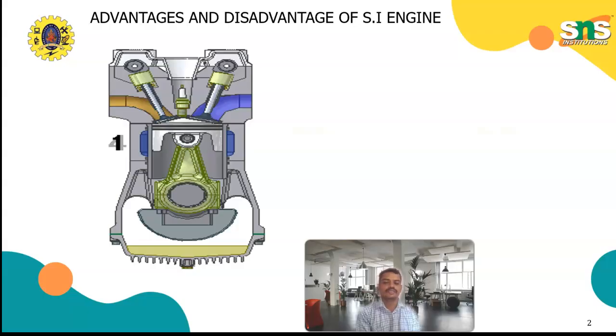Large size and weight: not ideal for applications where space and weight are critical. These are the advantages and disadvantages of SI engines.